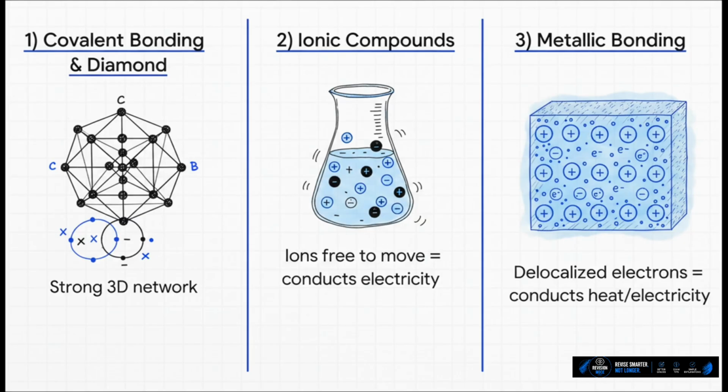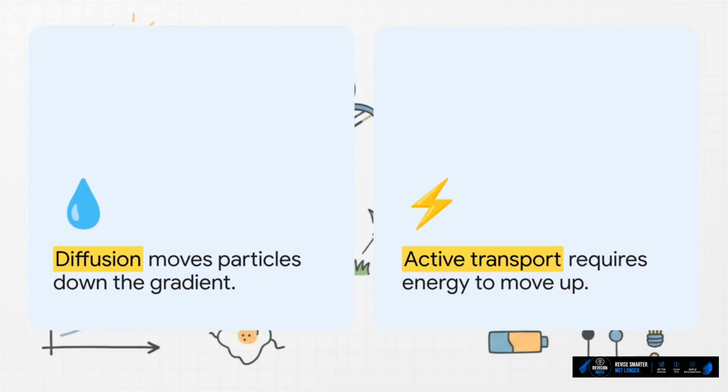And you can't forget about metals. Their thermal conductivity is absolutely top tier, and that is all thanks to a sea of delocalized electrons just transferring energy like crazy. Right, back over to cells.